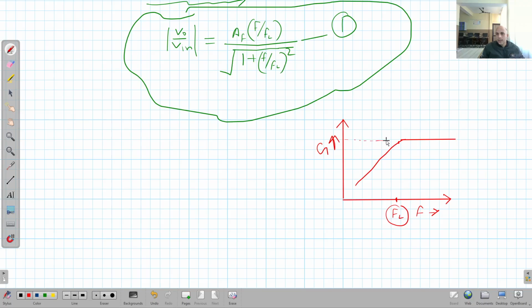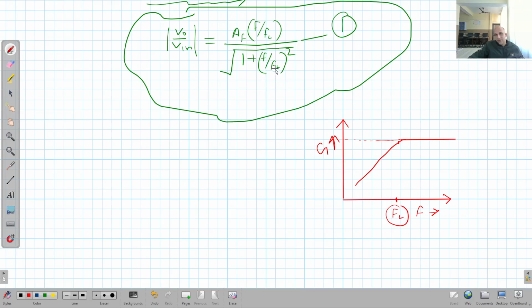Now let's see. This is the ideal case. Clear? Now let's see if F is very less than FL, right? If F is very less than FL, then this term can be ignored, right? So it means we will have the square root of 1. Square root of 1 is 1, obviously. In this case, F is very less than FL. It means this term is again a very small quantity and it approaches 0. As F approaches 0, so we got this line when F is very less than FL.